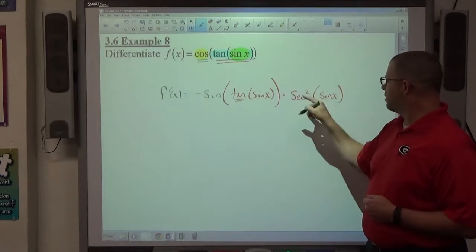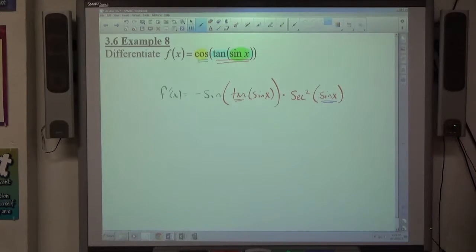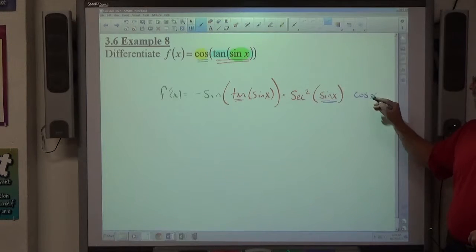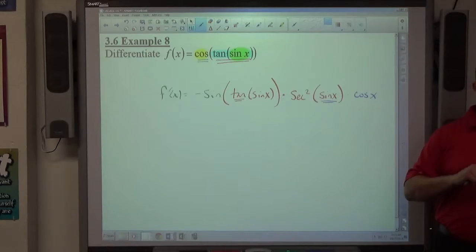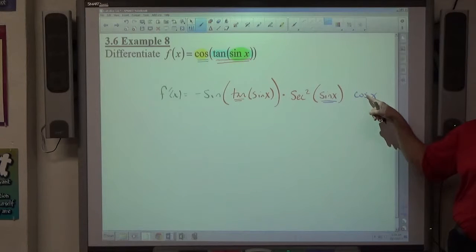But notice the same thing is sine of x, not just x, so then the derivative of sine of x is cosine of x. I keep chaining until I get to the most basic type of function, which is one of my 6 trig functions: sine of x, cosine of x, tangent of x, cotangent of x, secant of x, cosecant of x. There's one of my basics, right? Once I do a basic, I'm done.